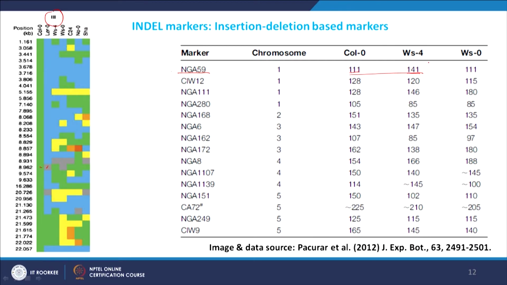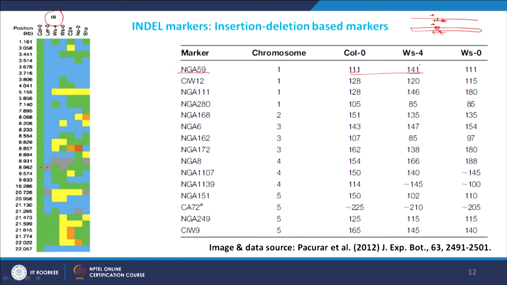So what happens if you take the Columbia genome? There is a region here, and if you take the corresponding WS4 genome, here is a region, but there is a small insertion. So if you design a primer here, and a primer here, and use the same primers here and here, from the Columbia background you are going to get this band size, which is 111, and from this background you are going to get this: 111 plus this 30 nucleotide insertion, which is 141.